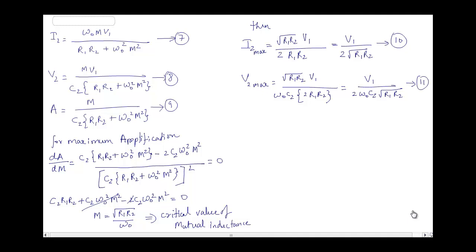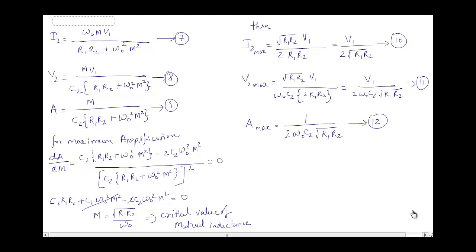Similarly, the maximum value of amplification that I will get is by substituting the critical value of mutual inductance in equation number 9. I will write the answer: 1 divided by 2 omega naught C2 under root of R1 R2. This is my 12th equation.